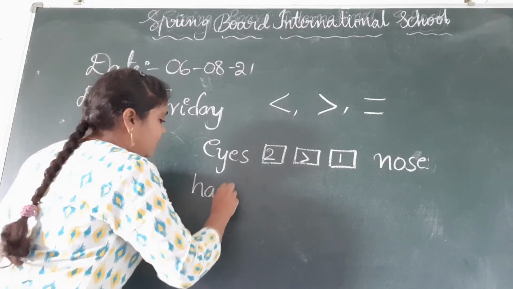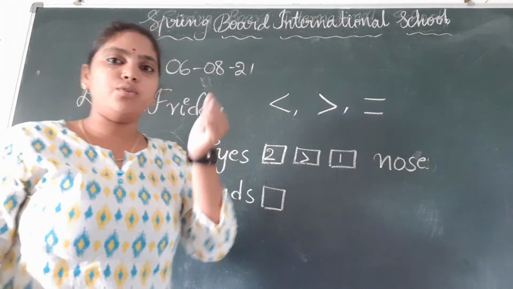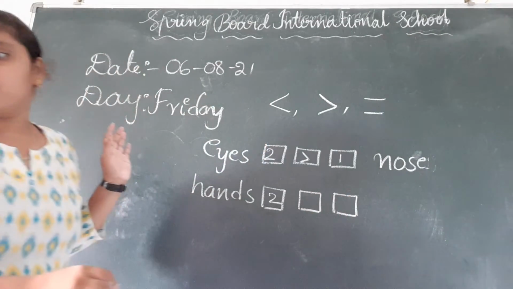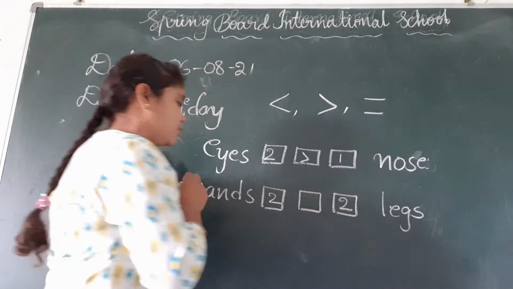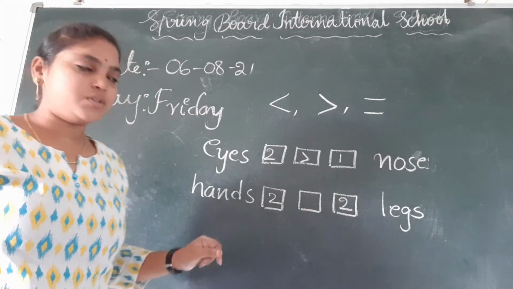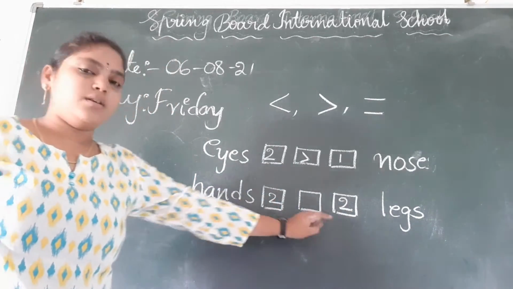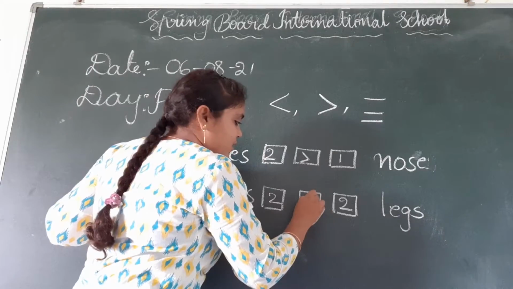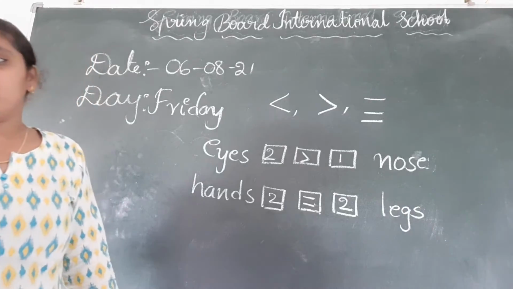Second one, hands. How many hands do we have? Count it, children. 1, 2. We have 2 hands, so write number 2. Next, legs. How many legs do we have? We have 2 legs, so write 2. Now compare these two numbers, children. Here 2 and here also 2. Same numbers. Both are the same, so what do we have to do here? We have to place the equal to symbol.